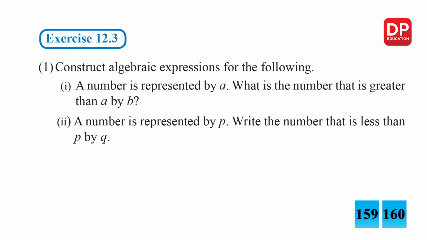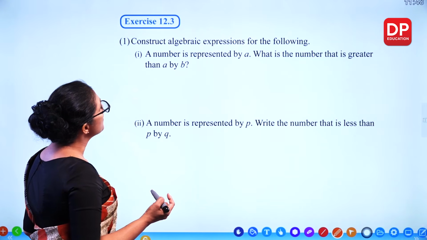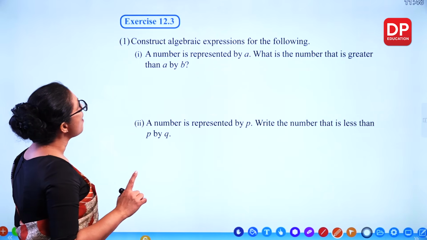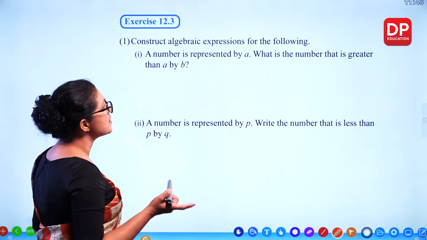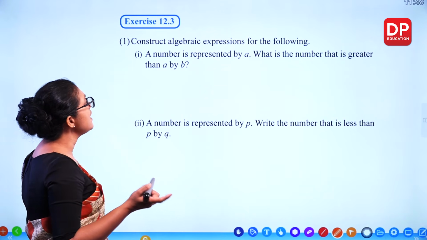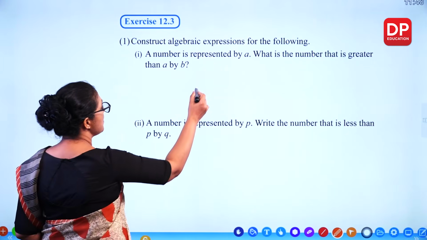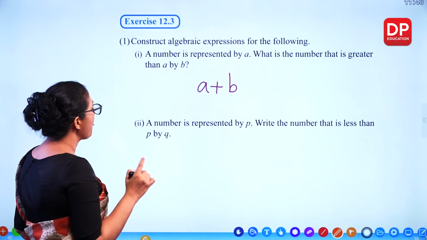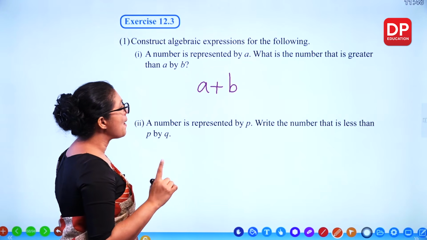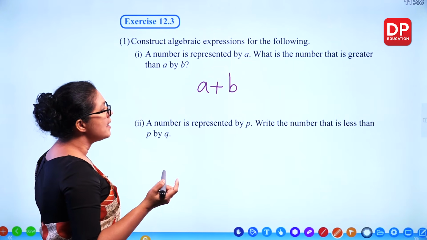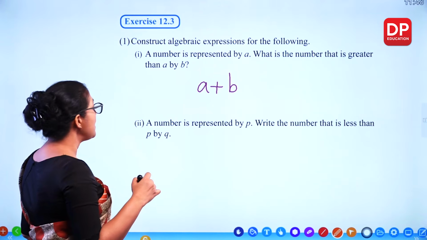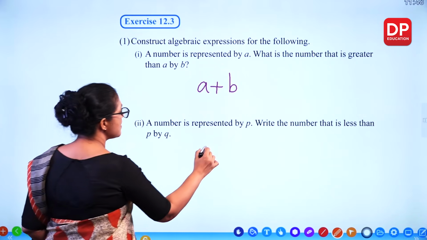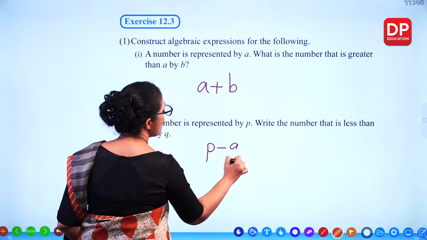Exercise 12.3. Construct algebraic expressions for the following. A number is represented by A. What is a number that is greater than A by B? That means more than A, so A plus B. A number is represented by P. Write the number that is less than P by Q. That means subtract Q from P.